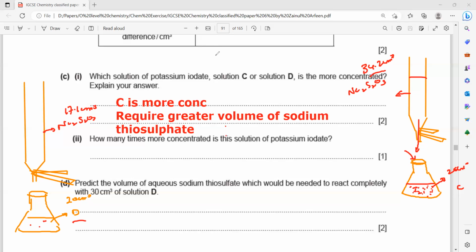How to work out the ratio? For reacting with C, we need 34.2 cm cube for a reaction. And for reaction with D, we need 17.1 cm cube. So how to take the simplest ratio? To take the simplest ratio, you divide by the smallest value. The smallest value is 17.1 here. This is also 17.1. So what is the answer here? This will be 2 and this will be 1. So it shows that C has double concentration because it required double volume.